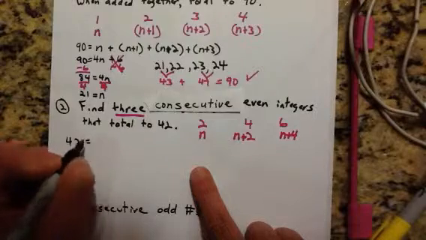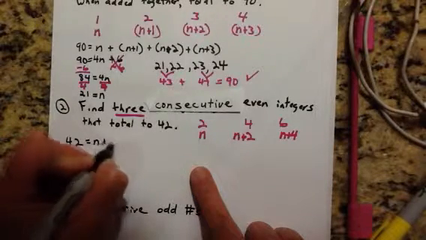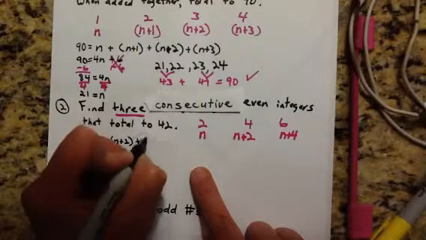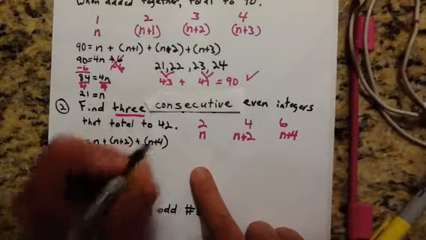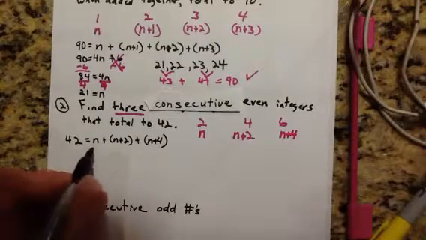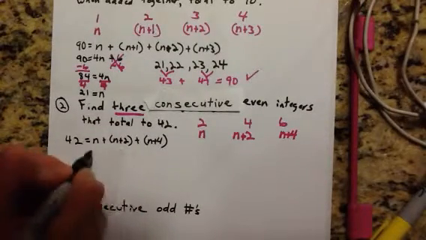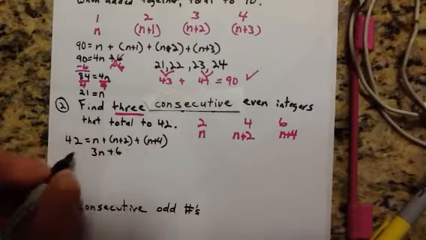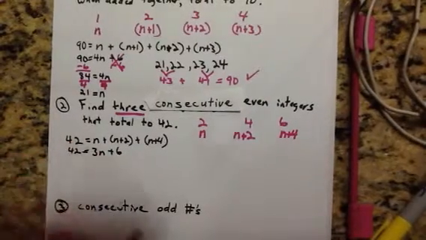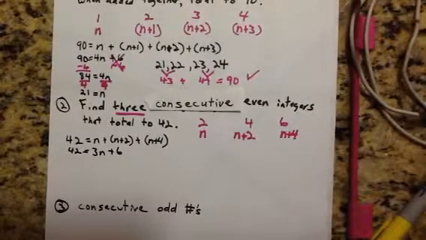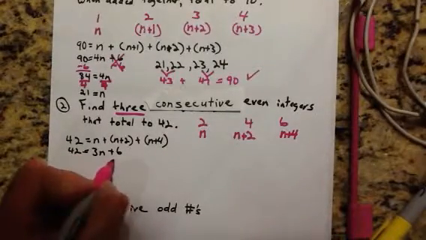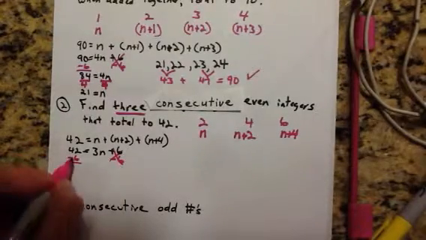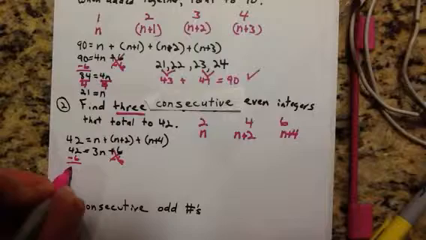42 equals n plus n plus 2 plus n plus 4. Again, we combine like terms. There are 3 n's, so we have 3n plus 2 plus 4 is 6 equals 42. Okay, we want to get our variable alone. So subtract 6 here, subtract 6 here. Those cancel. 42 take away 6 would be 36.